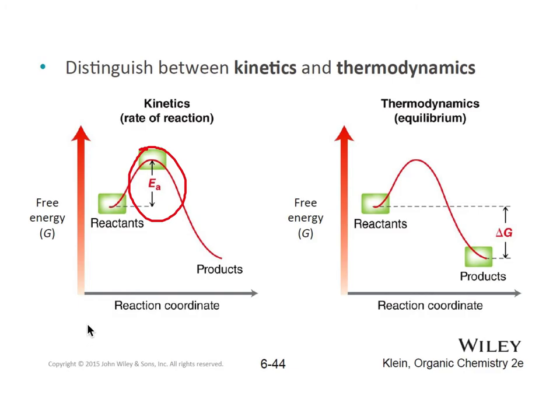What thermodynamics tells us is that we look at the difference between the energy of the reactants and the energy of the products. When that value is a negative value, then that means that the reaction will be exothermic. But when the difference is actually a positive number, then that reaction will be endothermic.